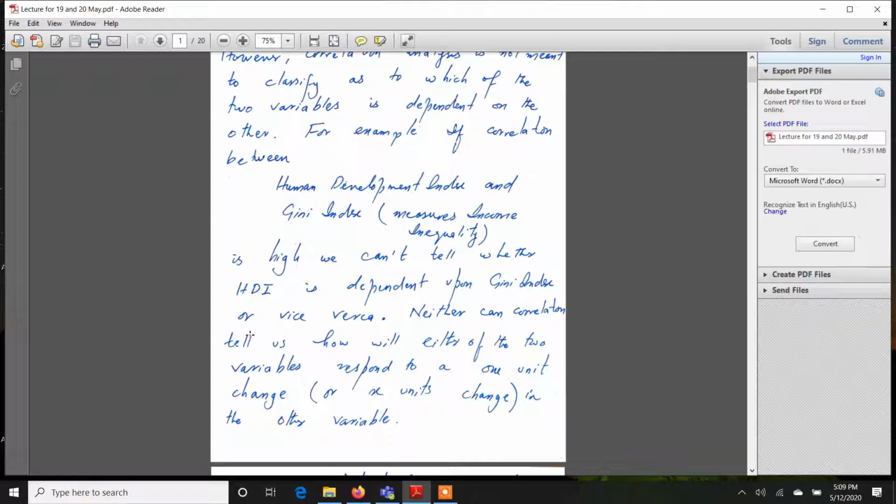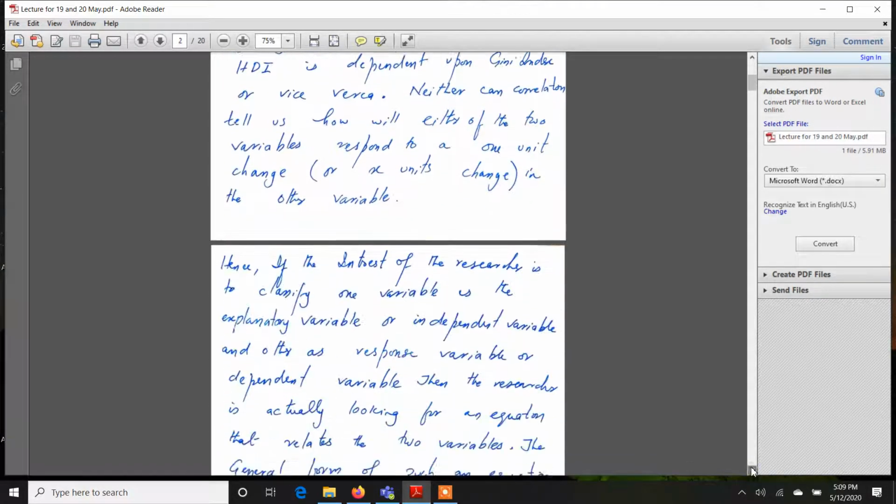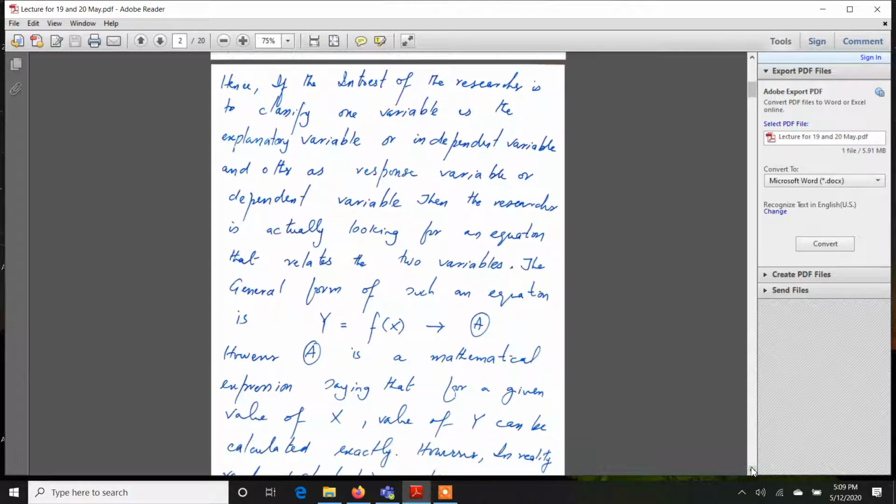So in statistics, we ask that if one of the variables changes by 1 unit, what will be the change in the other variable? So these types of inquiries are possible under linear regression, right?